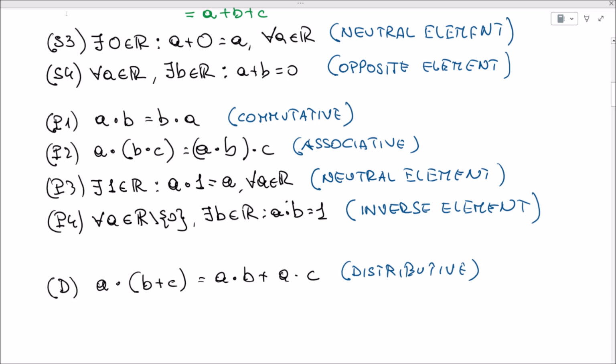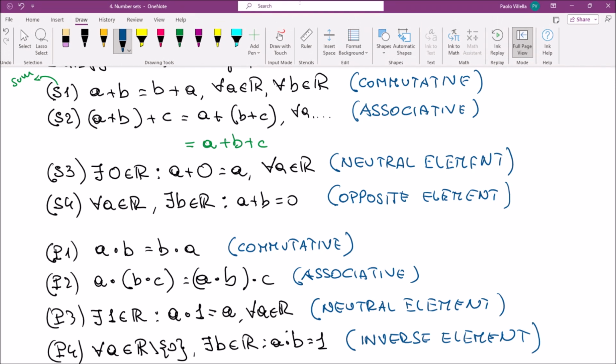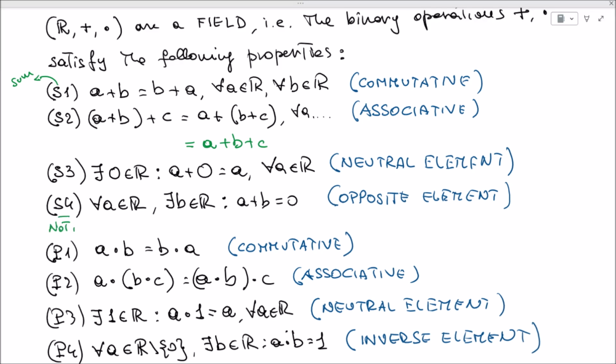Okay, so let's review quickly some of these axioms and some of these properties basically. So for example, we realize immediately that S4 is something which is definitely not in the natural numbers, in the sense that the existence of the opposite cannot be guaranteed within the natural numbers, but it is something that we can also find in Z and Q.